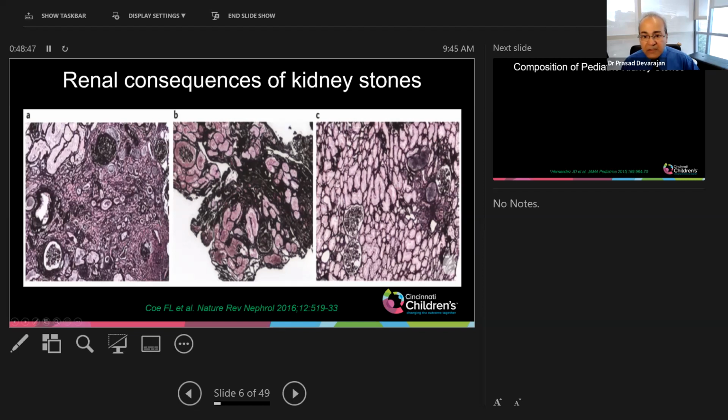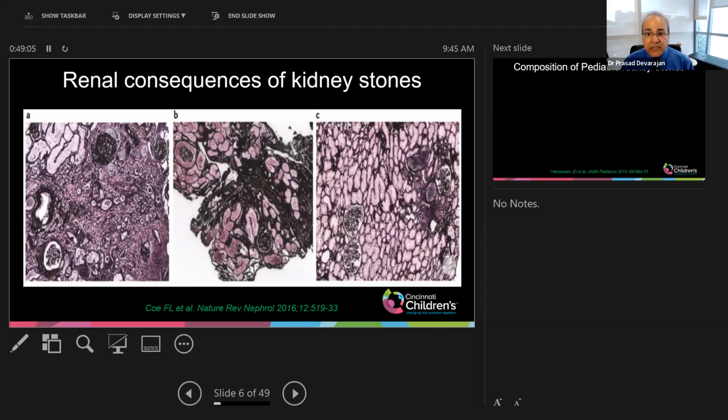Now, these are 3 patients who had kidney stones, and that's it. They did not have any primary or any other kidney disease. So the take-home message is there are important chronic kidney disease consequences of recurrent kidney stones, especially in children. And that's why we need to take it very seriously.